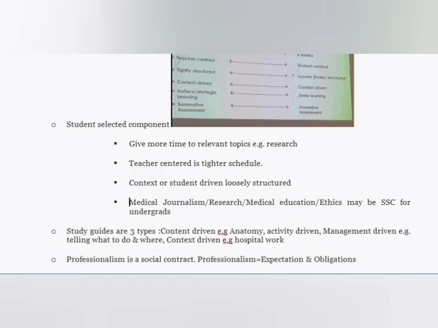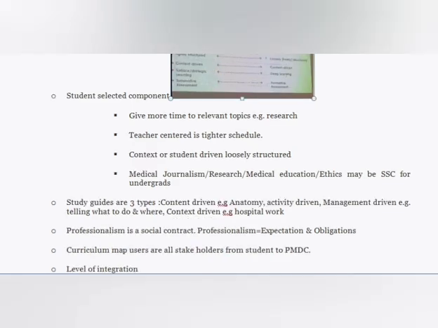Teacher centered to student centered, rigidly structured to loosely structured, content driven to context driven, surface or strategic learning to deep learning, summative assessment to formative assessment. So student selected component gives more time for relevant topics like research, which is obviously more important these days. Teacher centered is a tighter schedule. If they make everything teacher centered, it would be a tighter schedule and it would require a lot of resources. Context or student driven is loosely structured.